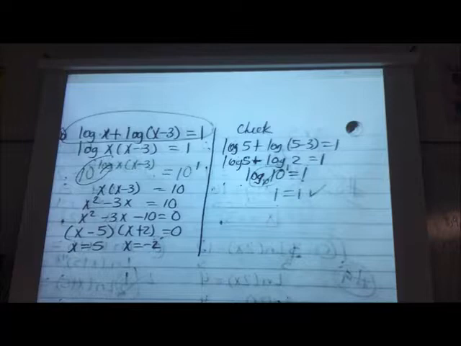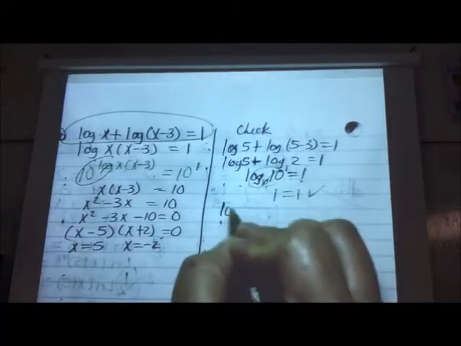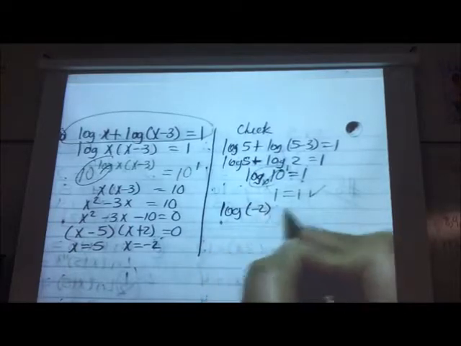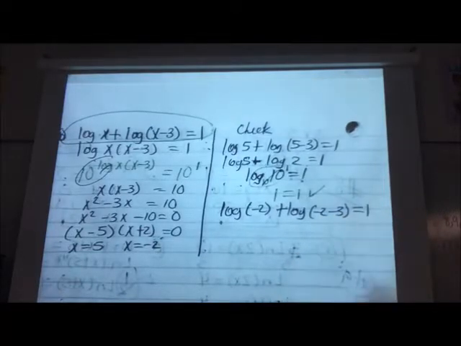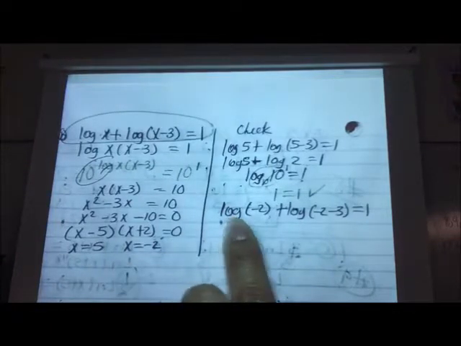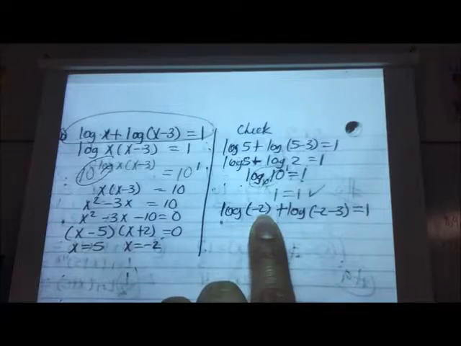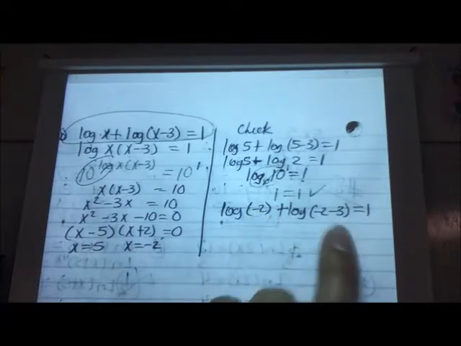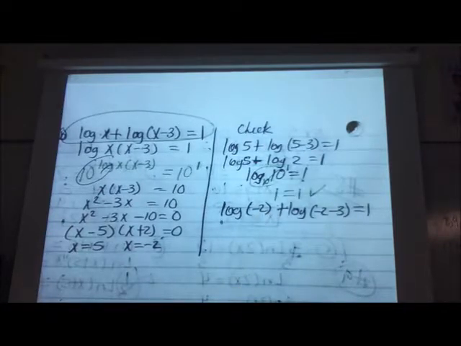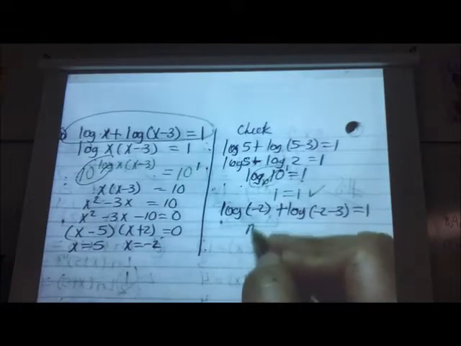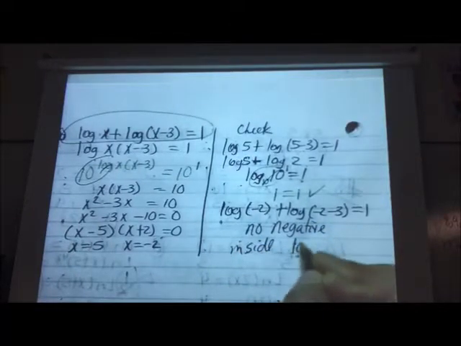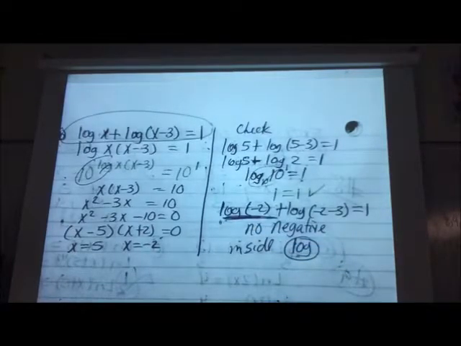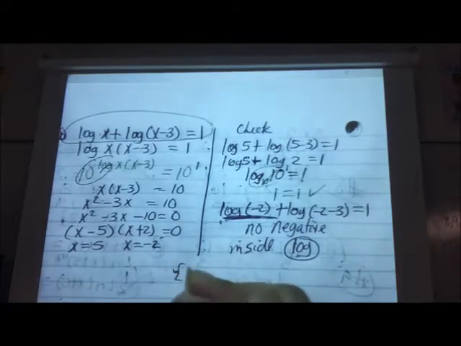Because I said if your answer is negative, it's not going to work, but it's not true. Because in your paper, a negative does work in your problem. So log negative 2 plus log negative 2 minus 3. Now, here, because it's already a log of a negative answer, it's going to be a no. Because the answer inside of the log is already negative. Right there, the answer will be a no right away. So, no negative inside log. So my answer is only 5.